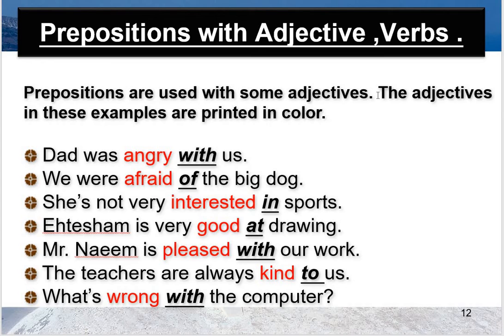Prepositions are used with some adjectives. The adjectives in these examples are printed in color. Dad was angry with us. We were afraid of the big dog. She's not very interested in sports. Ihtisham is very good at drawing. Mr. Naim is pleased with our work. The teachers are always kind to us. What's wrong with the computer? Okay, these underlined words are prepositions. With, of, in, at, with, to, with, they are prepositions. And angry, afraid, good, pleased, wrong, they are adjectives.